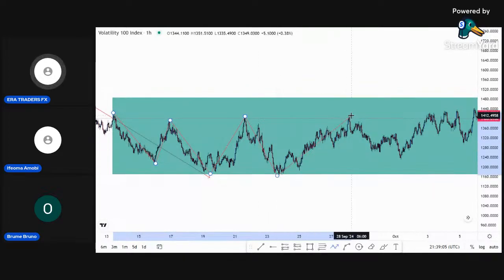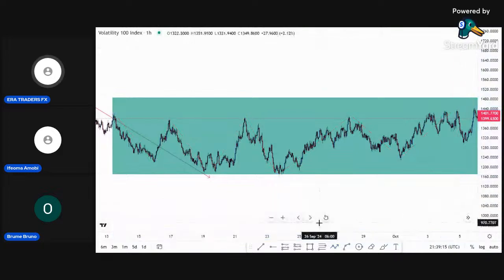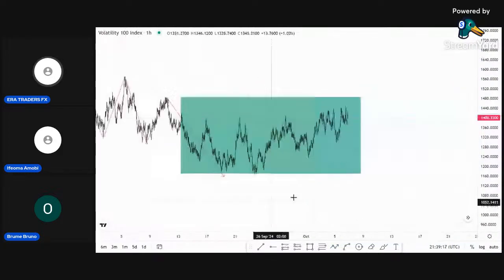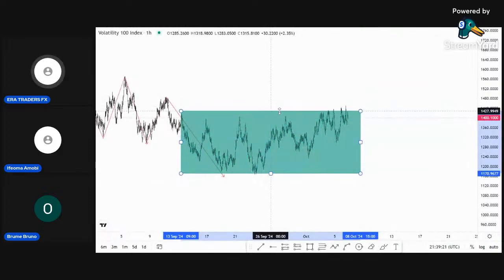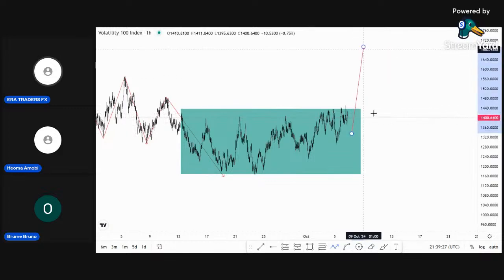Tell us where you are going. Show us where you are going. It's not clear. So until it breaks any of these, if it breaks down, then we're down. If it breaks up, then we're going up. That's how to trade. But you just stay away until it breaks out of the zone completely, clearly. Let's say it breaks and does something like this, then we can continue the up move.